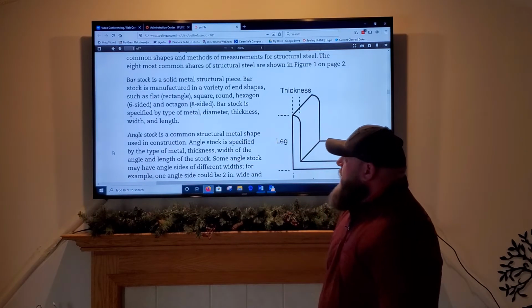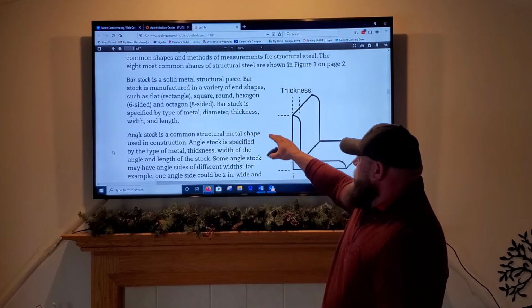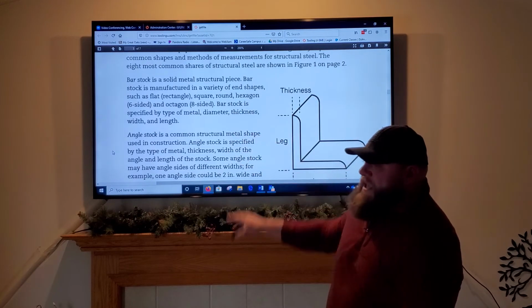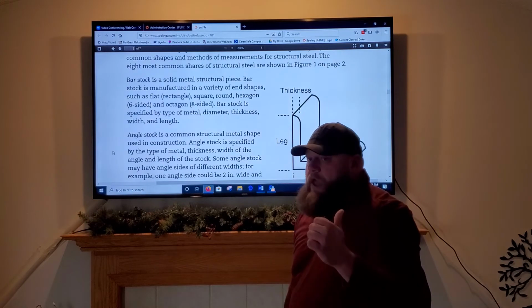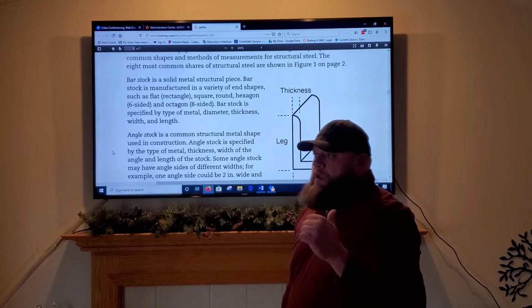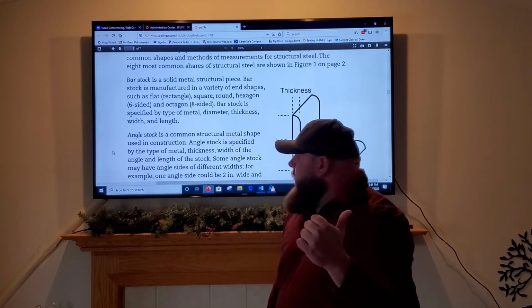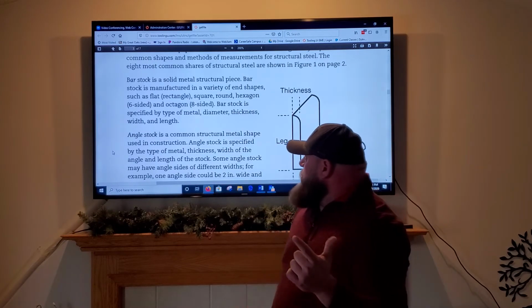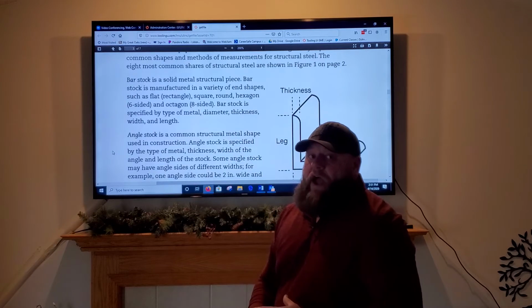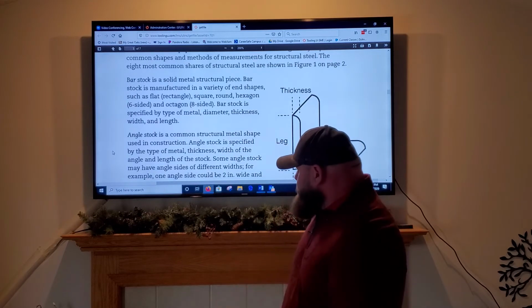As I said, bar stock is specified by the type of metal, the diameter, thickness, width, and length. So the type of metal is an aluminum, steel, a hardened steel or a tool steel. And what is the diameter, the thickness, the width, and the length? Those are all how bar stock is measured.